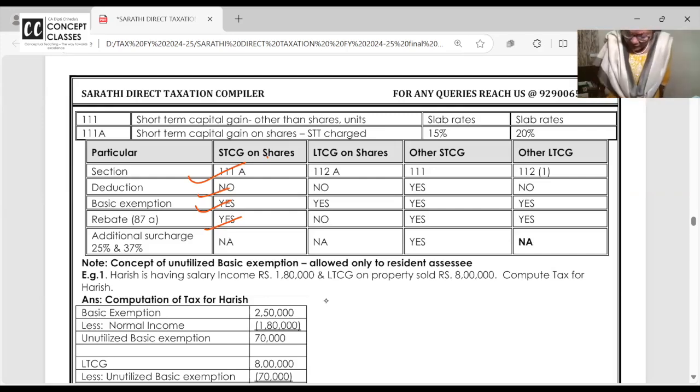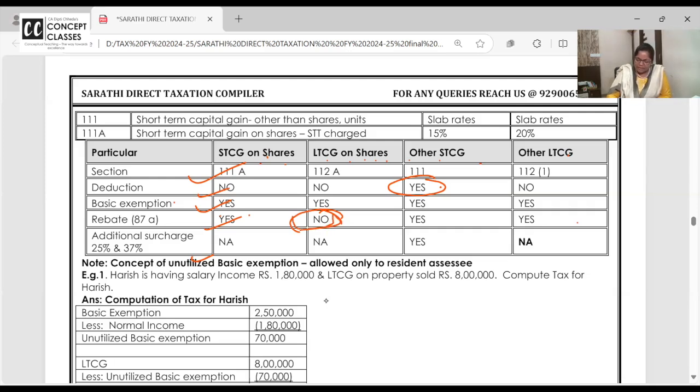Yes, are you all with me? Give yourself time to learn the tax rates and apply them. So if you check like this: short-term capital gain on shares, long-term capital gain on shares, other short-term, other long-term. Deductions are not allowed anywhere except short-term capital gain on shares, because there it is taxable at slab rates, so there you will get it. Basic exemption everywhere. Rebate except long-term capital gain.